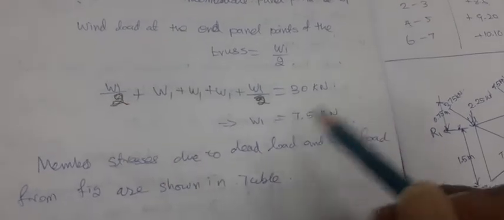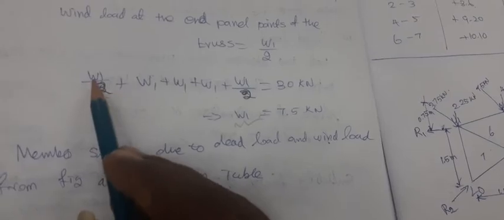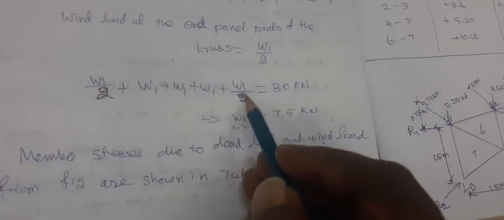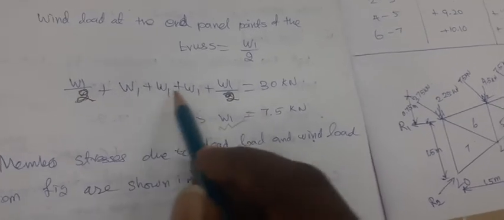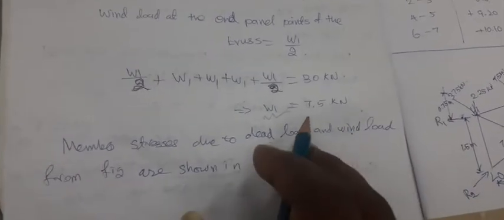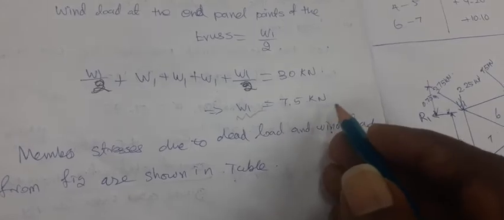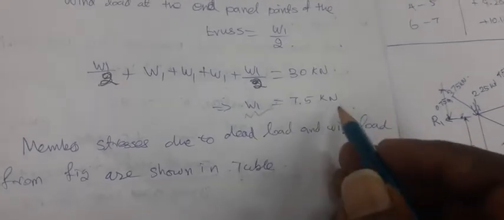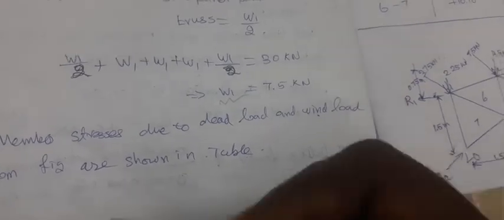By this calculation we have to find out the actual wind load acting. So 1, 2, 3 and a half, 4. For W1 equal to 30, W1 is nothing but 30 divided by 4, so 7.5 kilonewton. For the 7.5 kilonewton wind load we have to split it up for every portion.